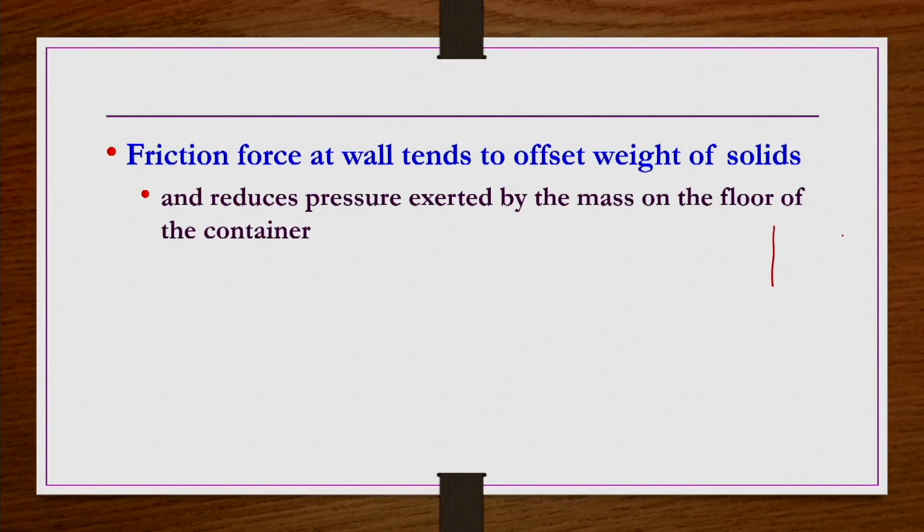So, basically, let us say you have a container here, and this is the floor of the container. When you are adding more material here, some of the weight is taken away by the friction between the particles and the wall. So, overall the pressure acting on the floor is going to be reduced, because some of the weight of the solids is taken by the friction force between the particles and the wall of the container.